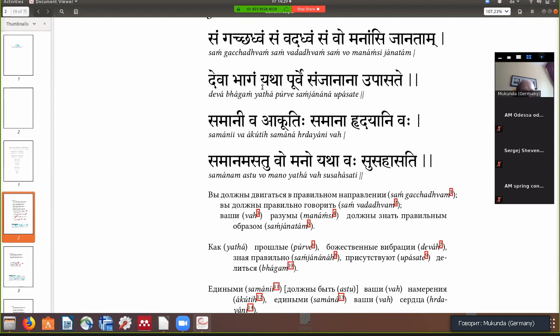And what further can we see here when we look at the script? We see the long U below the P of the Purve. So that is a long U. The short U would be this thing here below the tu of the astu in the last line. It's a curl in the other direction.